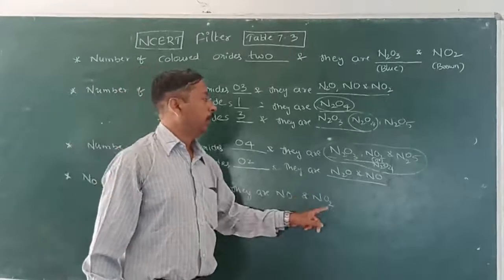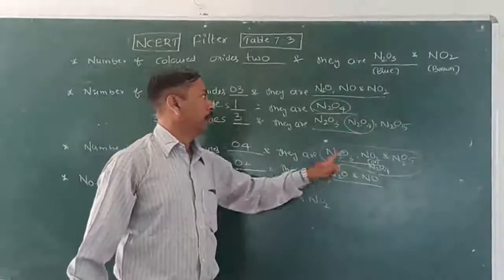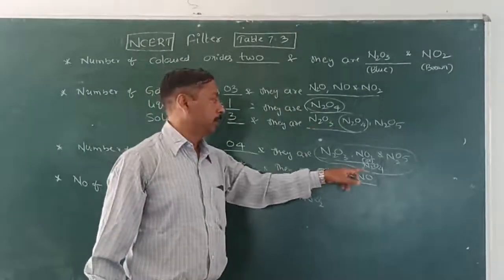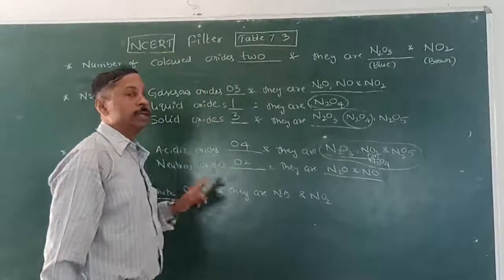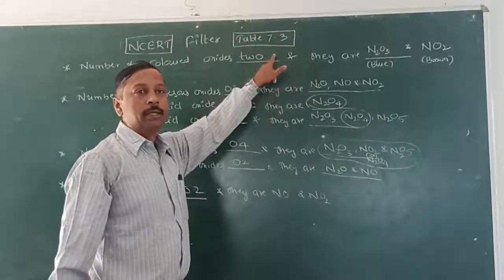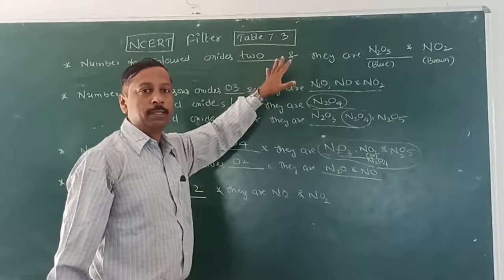NO2 only, in the NO2 form, not the N2O4 form. Only the NO2 form is paramagnetic and brown colored. Once it is cooled, it will dimerize to give N2O4. It loses its paramagnetic nature as well as its colored nature. These are the extracts of table 7.3. Like this you can make notes for every oxide of the 15th group and 16th group also.